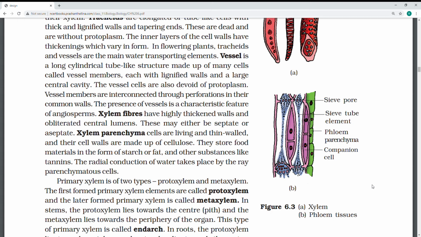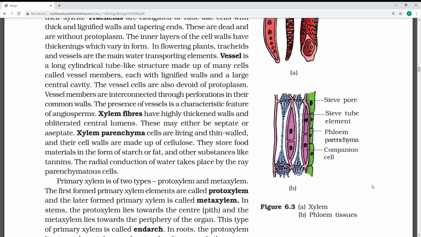What is the difference with companion cells? The companion cells are connected to sieve tubes in angiosperms, and they regulate the metabolic activities. Phloem parenchyma, the parenchyma present in phloem, is elongated and long, supports sieve tubes, and also stores compounds like starch. Phloem fibers are present in jute. So if they ask for the differences between xylem and phloem, I hope you can write them.